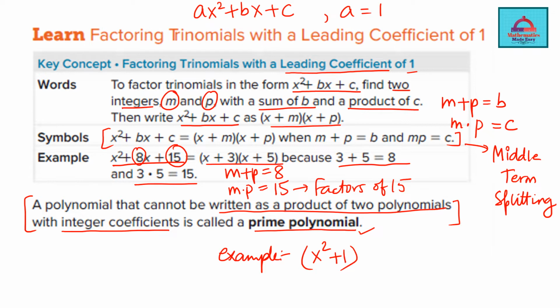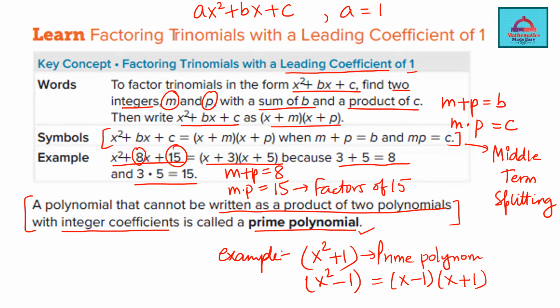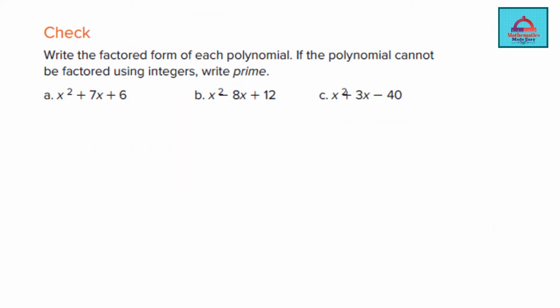It cannot be factored. However, if I write x square minus 1, then it can be factored using difference of squares. So you have to not get confused between the two. This is a prime polynomial, that is, it cannot be written as the product of two polynomials with integer coefficients, or it cannot be factorized. However, x square minus 1 can be easily factorized.